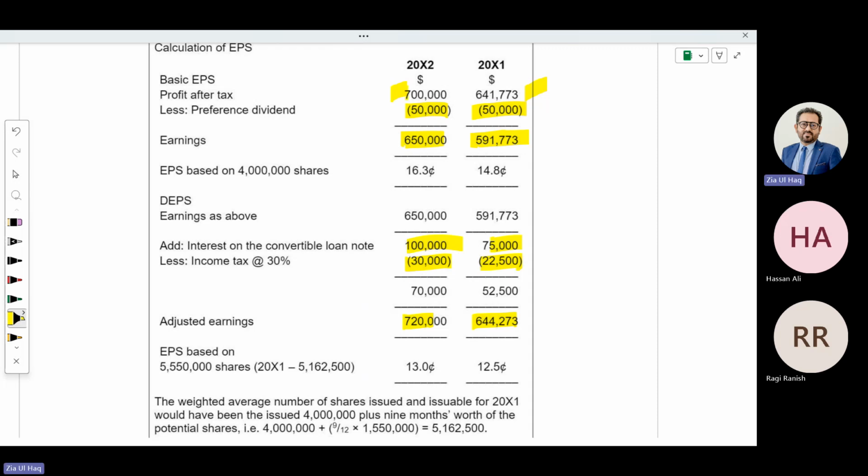So this was the profit after tax in which we deducted the dividend, this amount moving from here to here. In that we add back the interest, we deduct the income tax. So we arrive at what? We arrive at the adjusted earning. These figures, this is the total of these. So this is the adjusted earning.